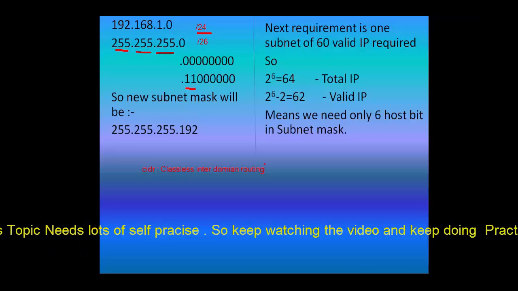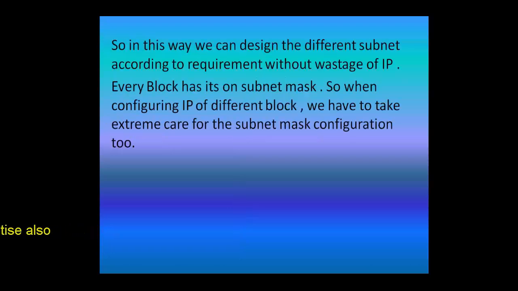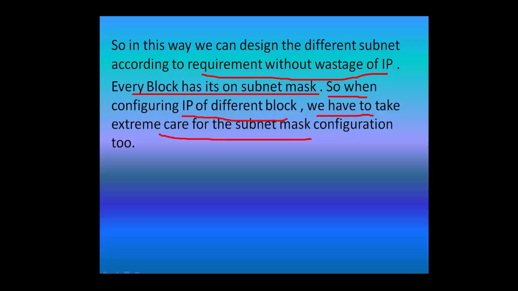Okay. So we have done everything here till yet, as much as we can do. The rest depends on your practice. The more practice you do, the more perfect you become. So in this way, we can design different subnets according to the requirement without the wastage of IP. Every block has its own subnet mask. So when we are configuring the IP of different blocks, we have to take extreme care with the subnet mask configuration too, as well as the IP.